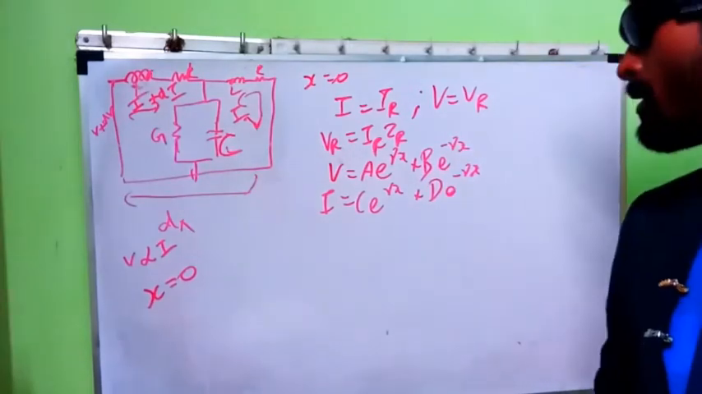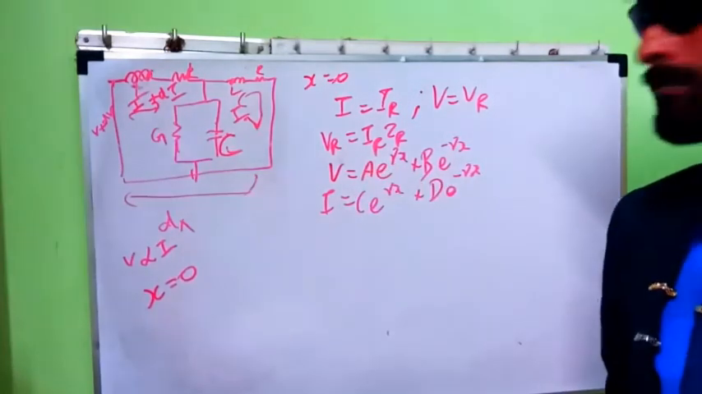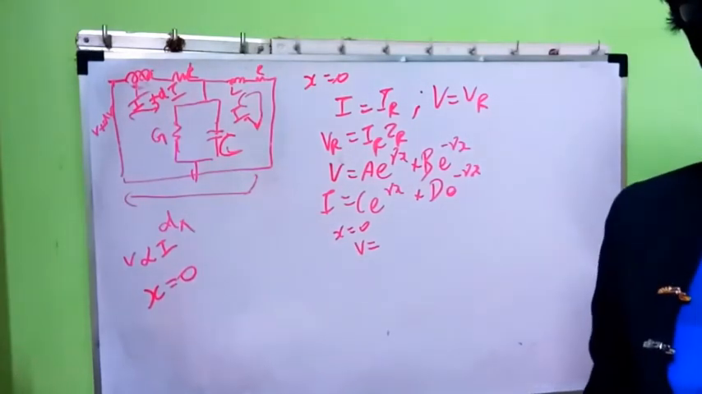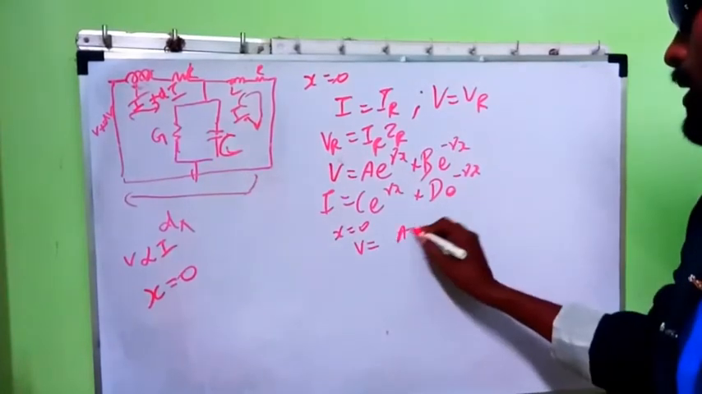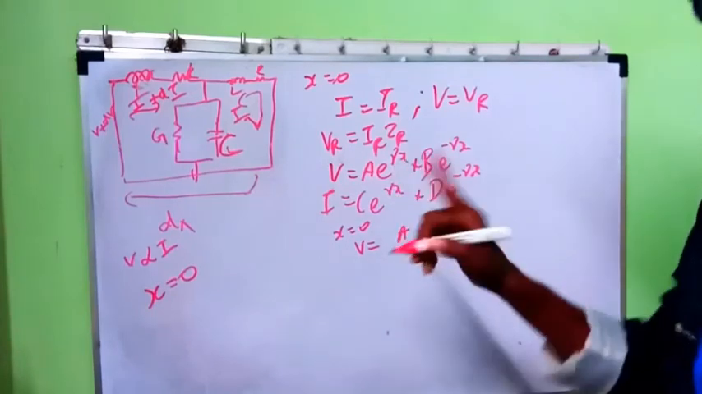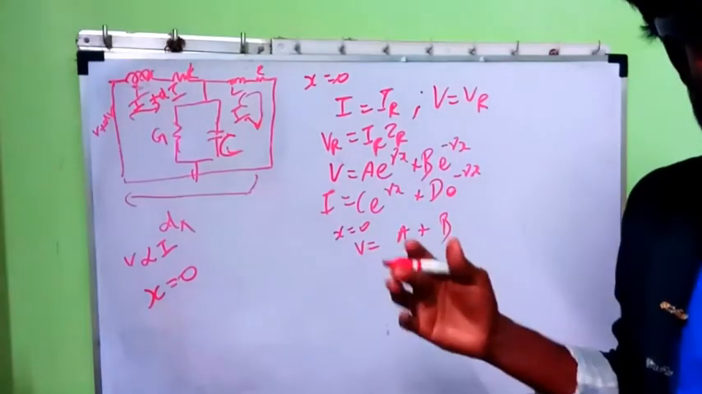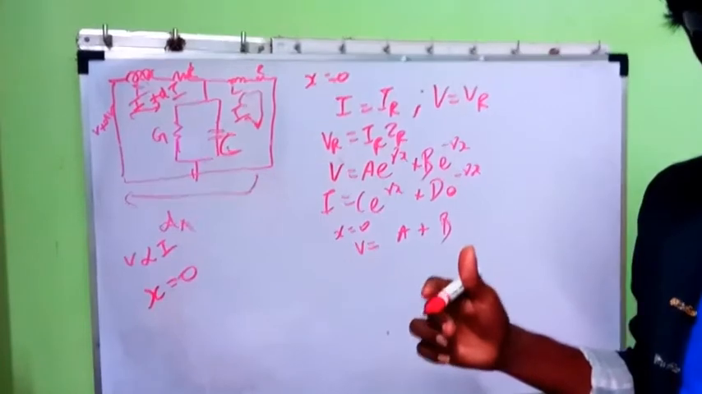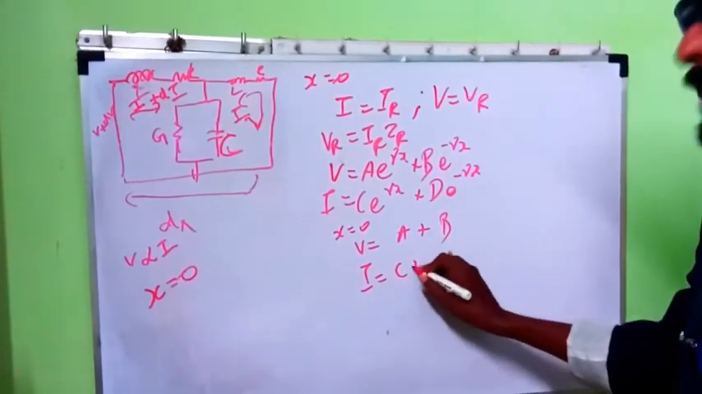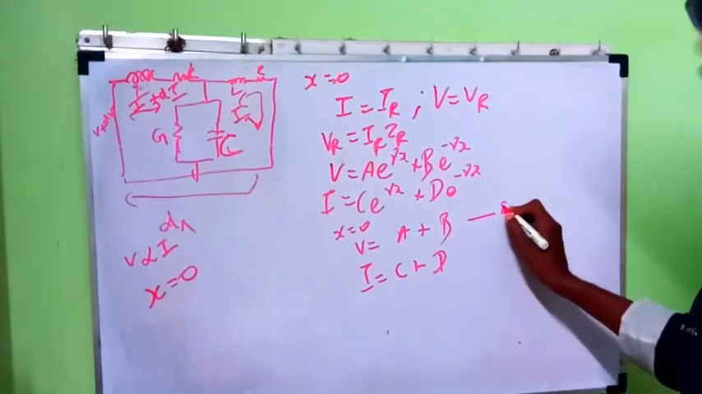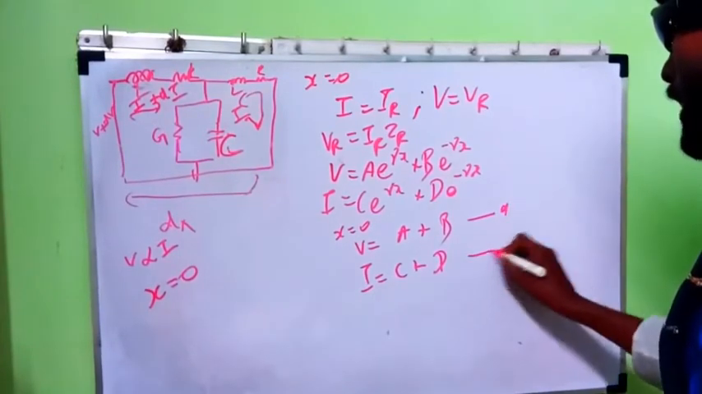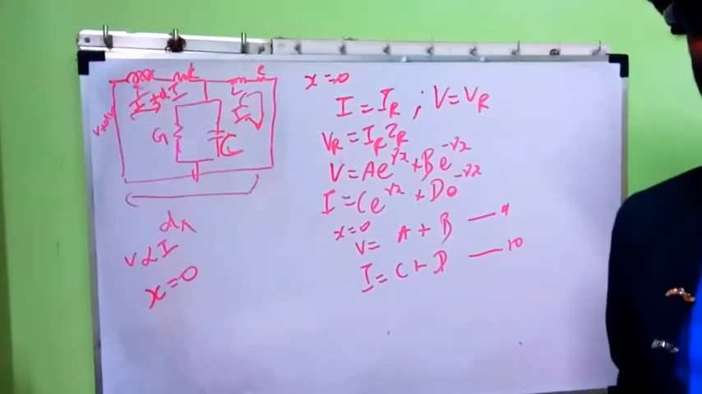Now you substitute the x value 0 here. After applying x equals 0, V is equal to A plus B, because e power 0 is 1. Anything to the power 0 is surely 1, as you all know. So V is equal to A plus B, and I is equal to C plus D. You mark this as equation number 9, because previously you got 7 and 8. This is number 9, and this is going to be number 10.